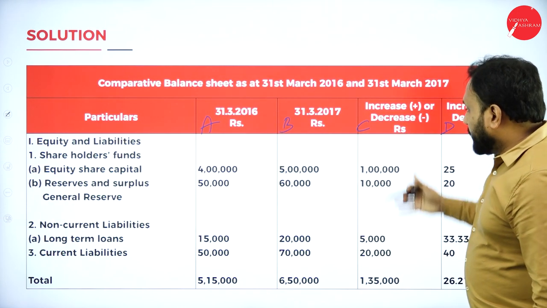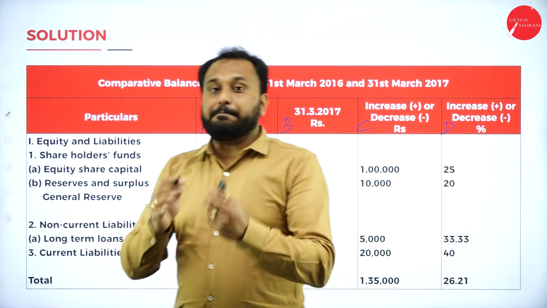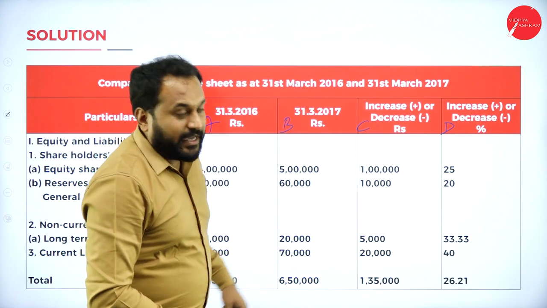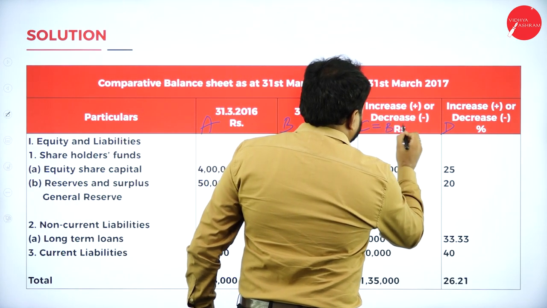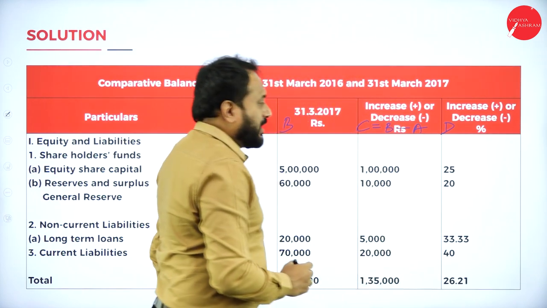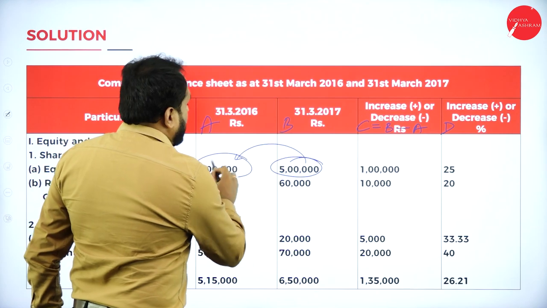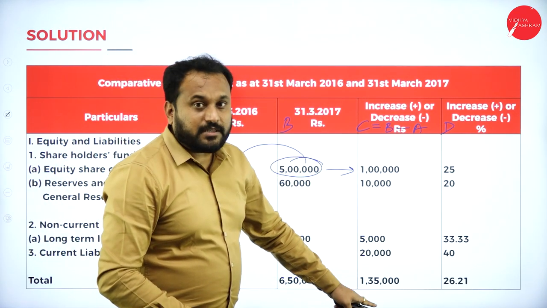How to write the third column and the fourth column here is, whenever we go with it, it's a comparative. What is it? Comparative. We compare. So whenever we compare, C is equal to B minus A. Now what is B here? 5 lakh minus 4 lakh is what we got, 1 lakh. So you got this particular column.